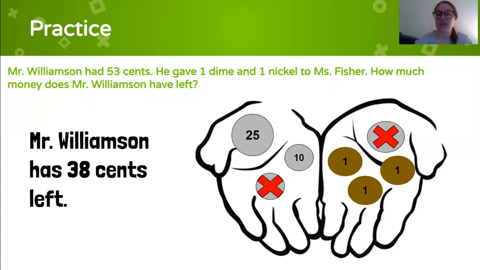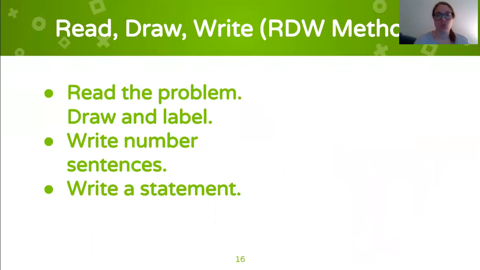Okay? Second grade. When you are doing your work today, we want you to do the read, draw, write method. Read the problem. Draw a picture. Your pictures don't have to be as fancy as mine. I had a computer to do this. You can use a pencil and paper or whatever you have in front of you and just draw little circles to represent your coins and write the value inside so you know. Is it a quarter? So you write 25. Is it a penny? So you write 1.